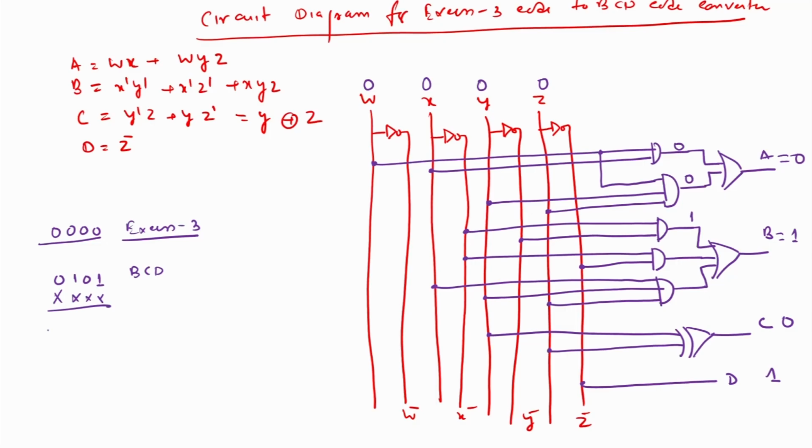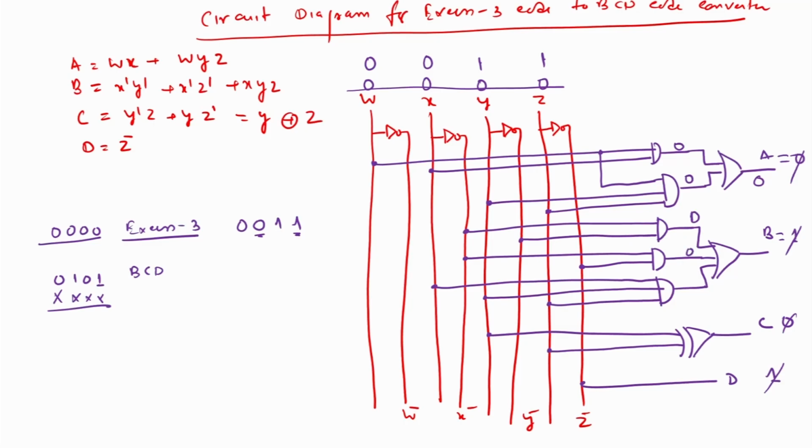Similarly, we will check what happens when the XS3 code is, suppose, 0, 0, 1, 1. Suppose the values are W is 0, X is 0, Y and Z are 1, 1. What will be the output A? Here WX both are 0, 0, and WYZ: W is 0, YZ are 1, 1, so this is 0. What is the value of B? X complement, Y complement: here Y is 0, so this is also 0. Second term, X complement, Z complement: X is 0, so X complement is 1, and Z is 1, so Z complement is 0, so this term is again 0.